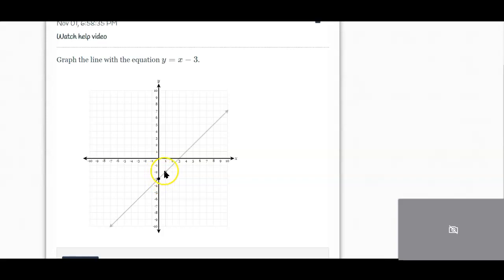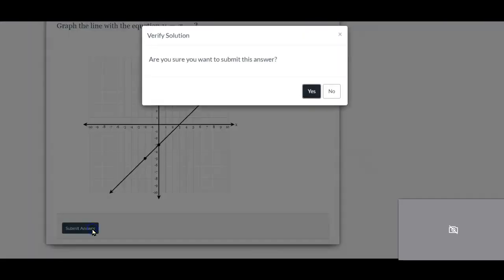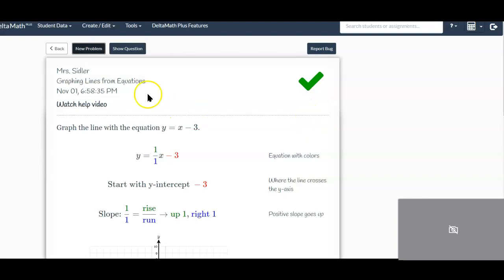Now, it does not matter if I put my point right here, or if I go up 1 over 1, up 1 over 1, up 1 over 1 a whole bunch of times and put my point there. It's all the same line. I could also go down 1, back 1, down 1, back 1, put a point there. That's all the same line. So it doesn't matter where you put that second point, as long as it is some iteration of this up 1 over 1 situation. Let's see, check our answer. There we go.